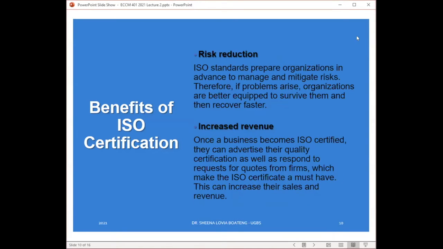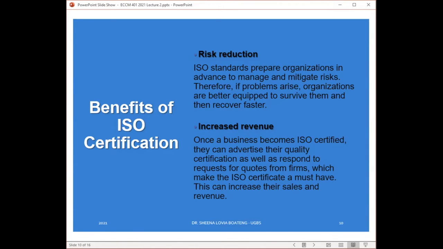Next, we can talk about risk reduction. As part of satisfying ISO requirements, organizations need to prepare in advance to manage and mitigate risks. And these are risks that have to do with whatever certification that you are going in for. So if, for instance, you are going in for a certification like that of the ISO 9001, you need to be able to show that you are capable of managing and mitigating risks that have to do with all the processes involved in producing that particular product or service.